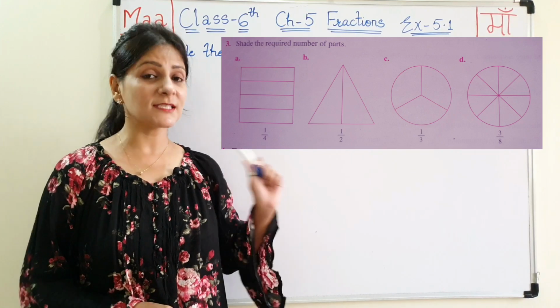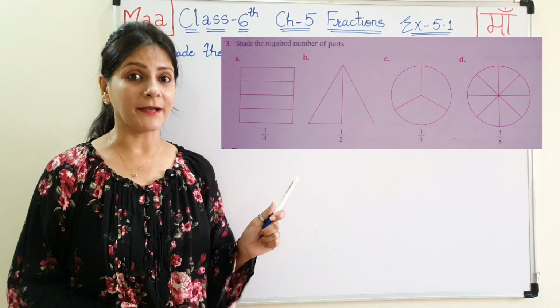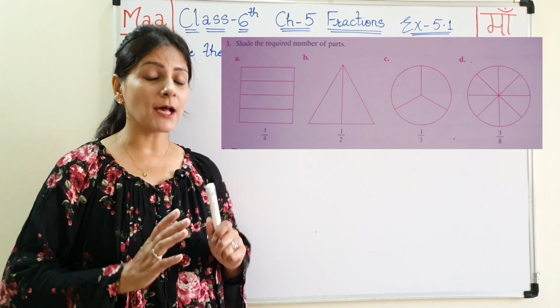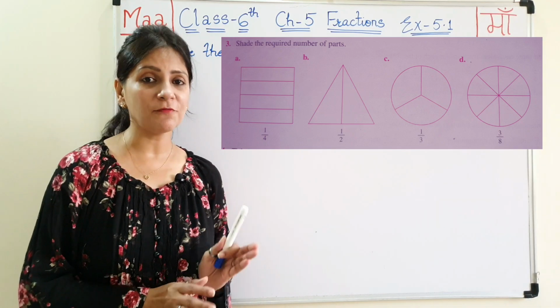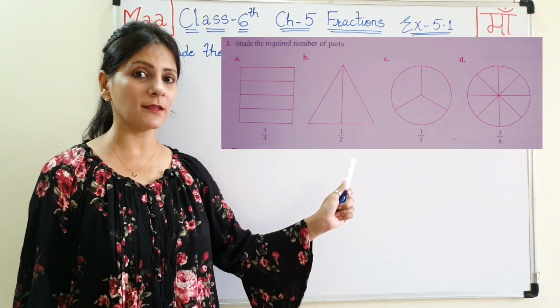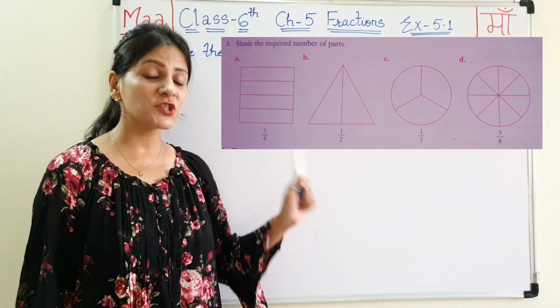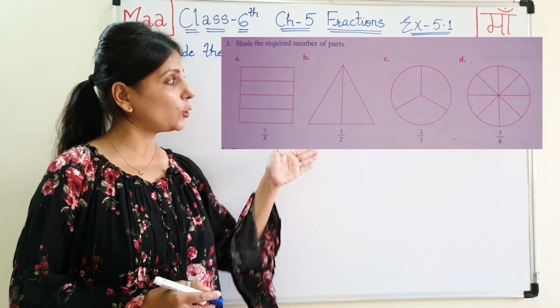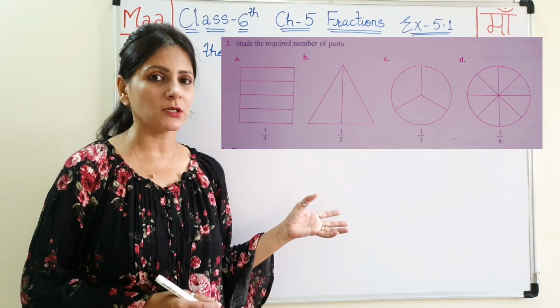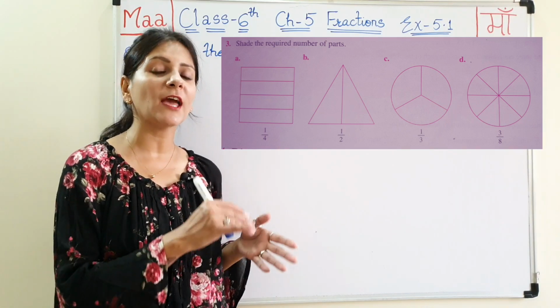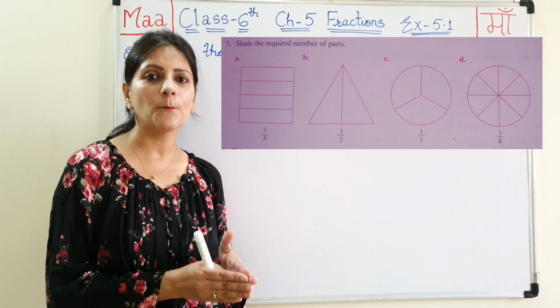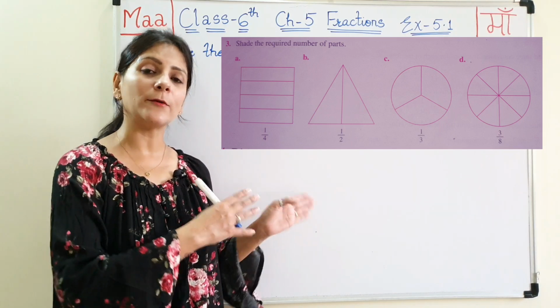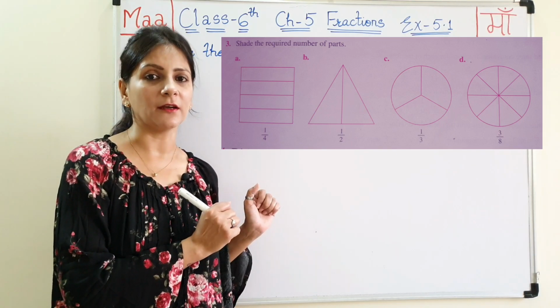So students, you can see in this image that question number 3 is about shading the required number of parts. 4 pictures are here in this image and you have to shade the required number of parts. Below each picture you can see one fraction. So according to that fraction we have to shade the number of parts. These are the 4 pictures and one by one we will be shading them.